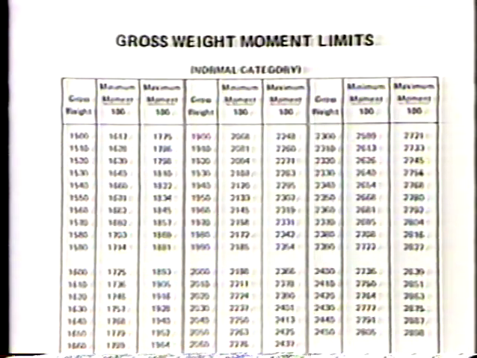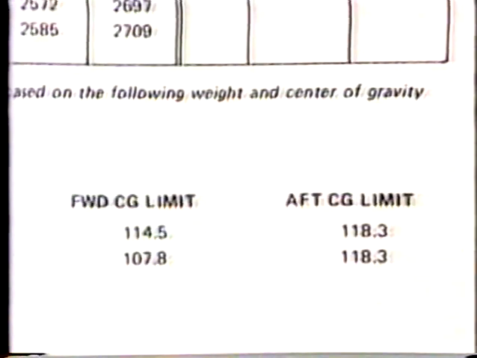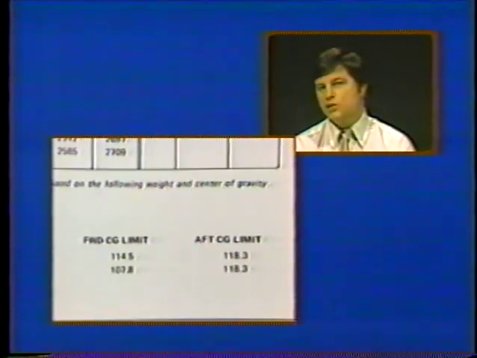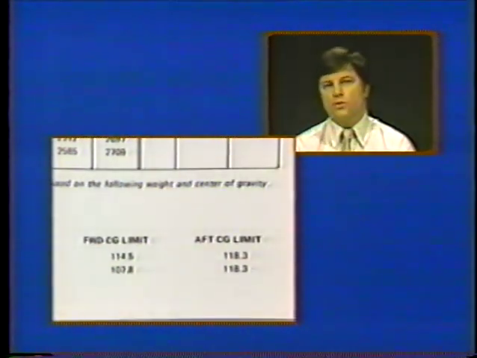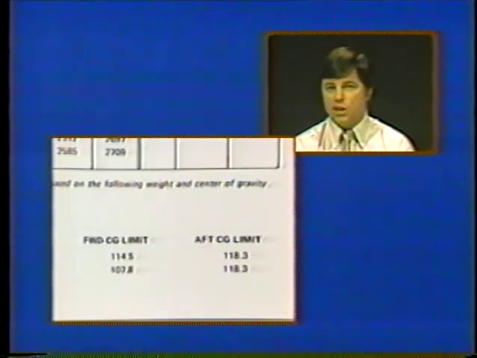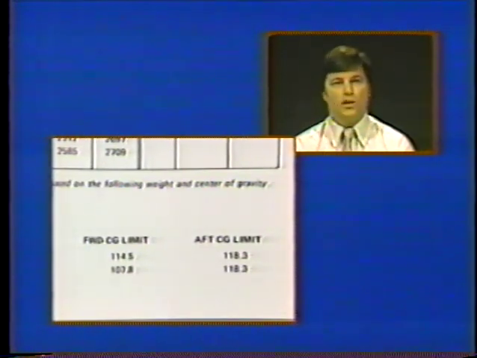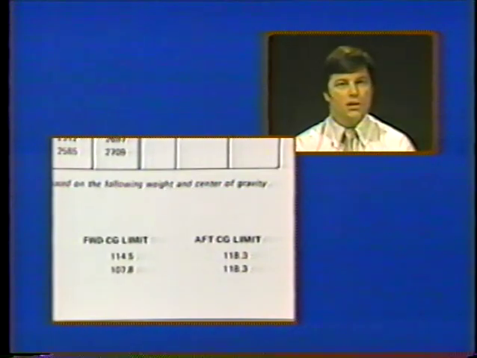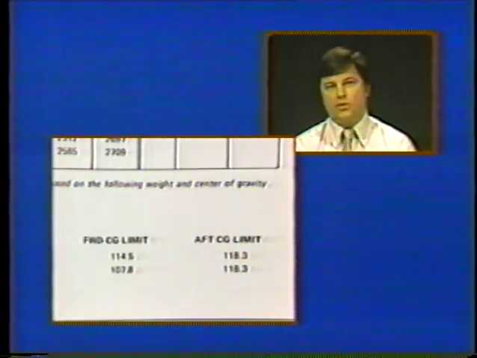With this center of gravity location, the answer to our original question is yes, the center of gravity is within the forward limit of 114.5 inches and the aft limit of 118.3 inches. Let's assume for our next problem that full fuel is required, as well as two 170-pound front seat occupants and two 100-pound rear seat occupants. How much total baggage can be taken along on this flight?